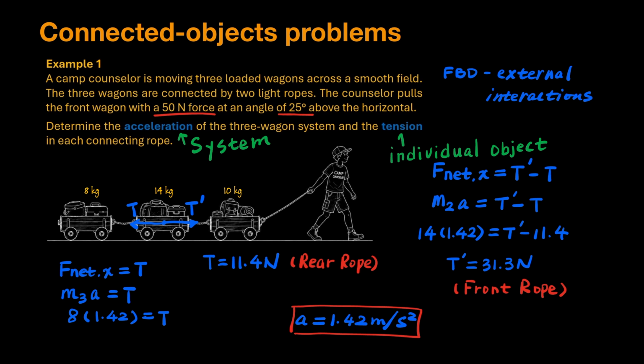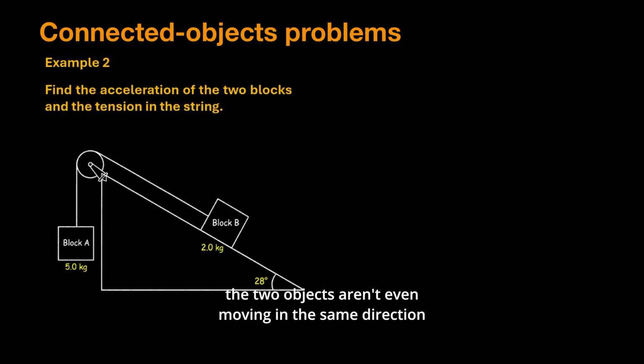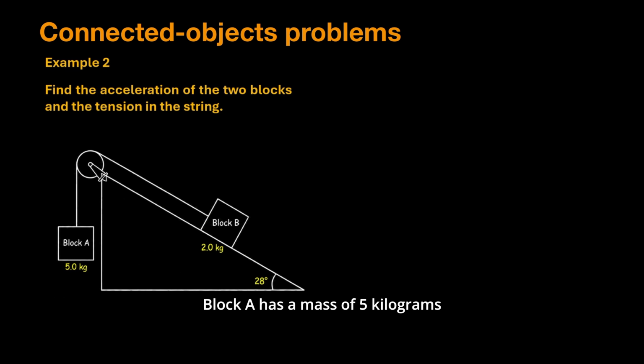Now let's try something a little more interesting. This time, the two objects aren't even moving in the same direction. Block A has a mass of 5 kilograms and hangs vertically. Block B has a mass of 2 kilograms and sits on a frictionless incline at 28 degrees. They are connected by a light string that passes over a frictionless pulley.